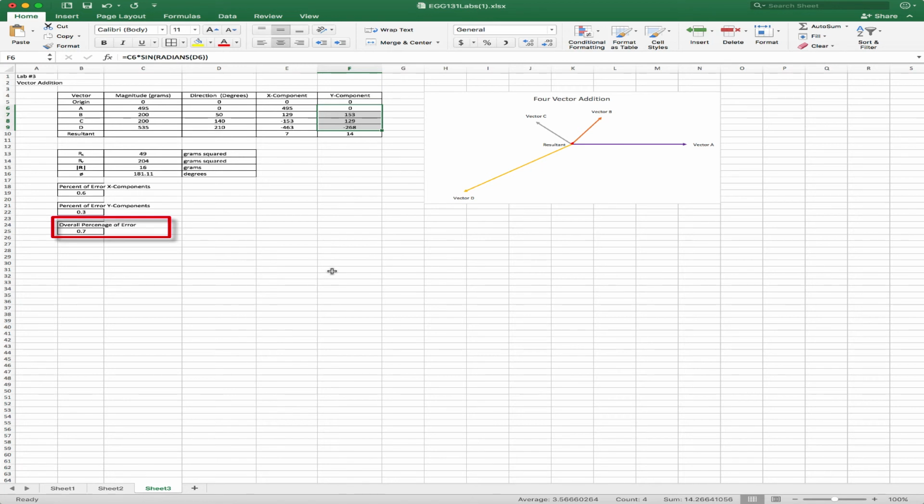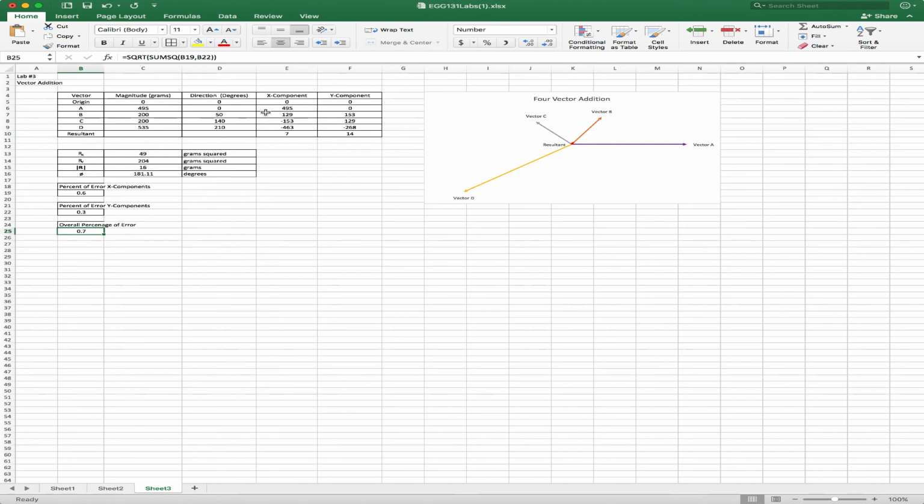Okay, so the last thing that we need to do then is take these two values, 0.6 and 0.3, and we need to do an overall percentage of error between those two. Okay, so when we do that, we're going to do again the sum of the squares. We square this value, we square this value, we sum them, and then we take the square root and we end up with a percentage of error, in this case 0.7. Okay, so that's what I got.